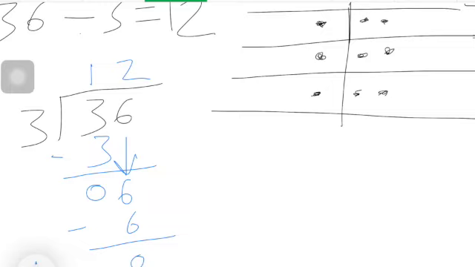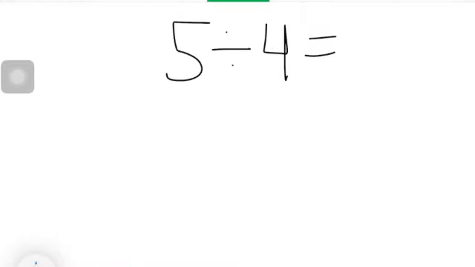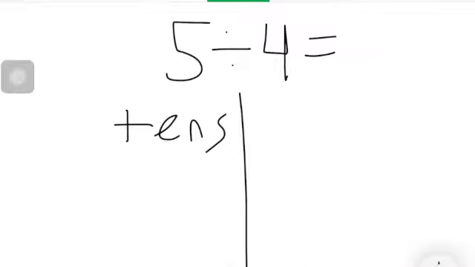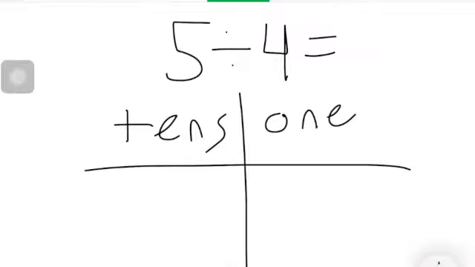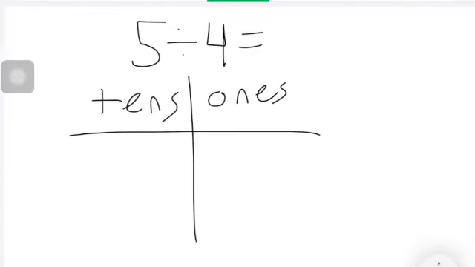All right. Now we're going to look at 5 divided by 4. Once again, I'm going to have a place value chart. I'm going to make my place value chart. Tens, ones. Okay, so we have 5 ones. That's our whole. The number on the left is the whole. 2, 3, 4, 5.